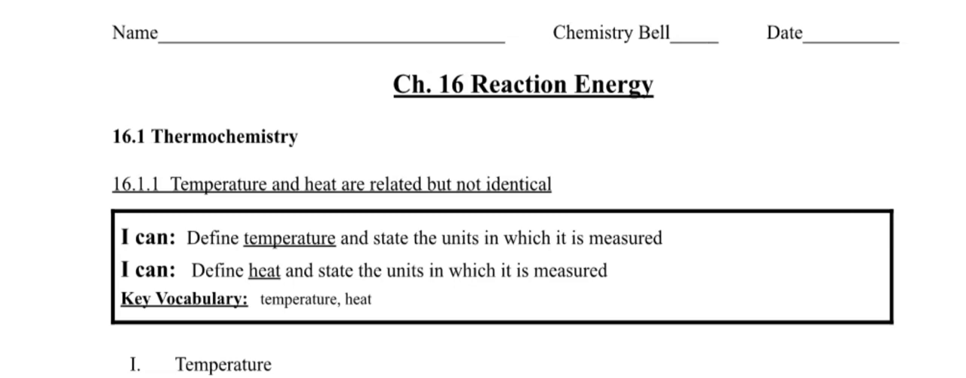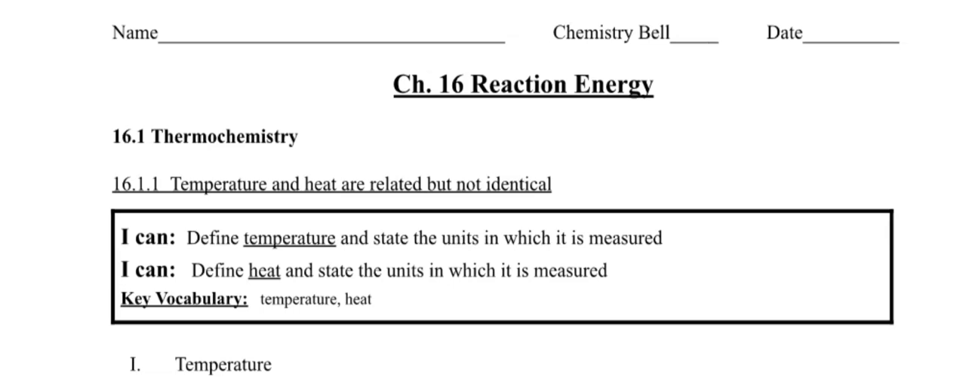We are now in chapter 16, which is called Reaction Energy. Sometimes this is known as thermodynamics, or in this case, thermochemistry as well. So if you just look at the title of the chapter, it says Reaction Energy. So this is how much energy is associated with chemical reactions, okay?